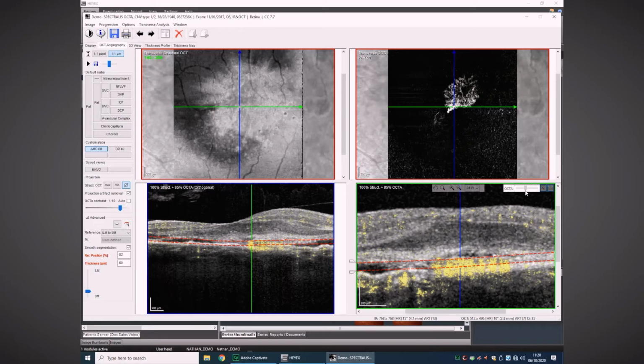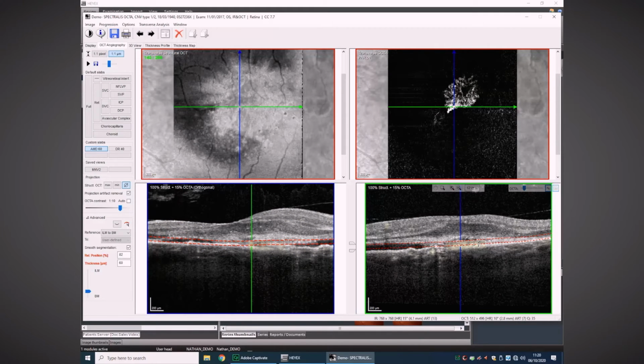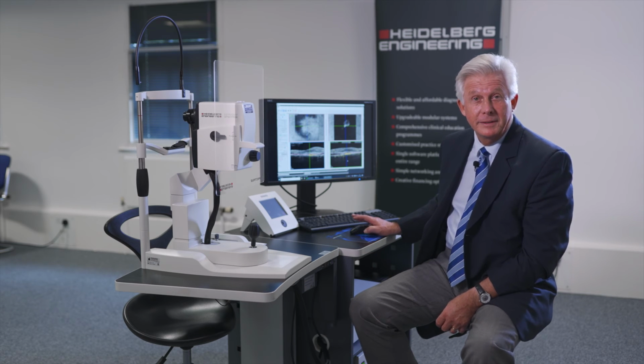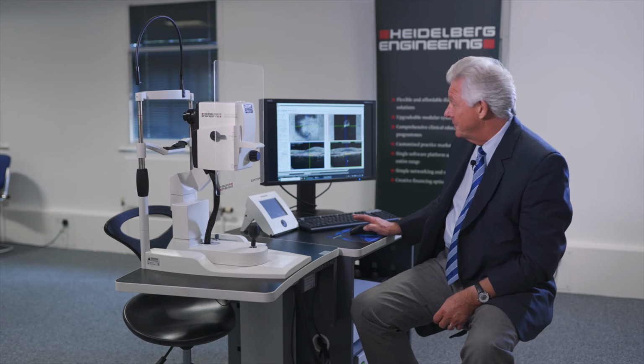So if you interact and just adjust between the structural B scan and the flow, you can see where that flow is located. And if we come back out again, you can see that probably that flow is above the level of the RPE and probably is a type 2 MNV lesion.